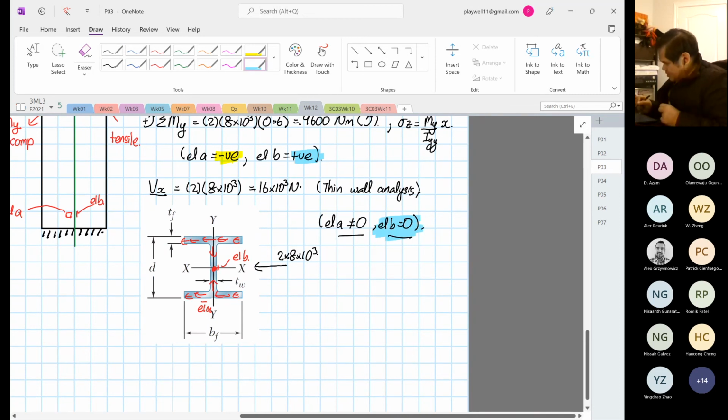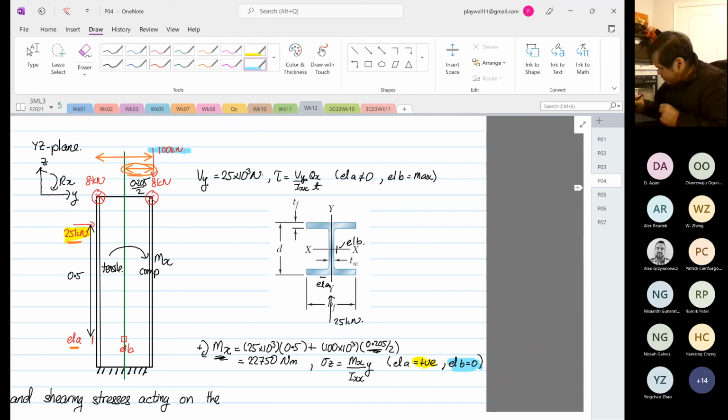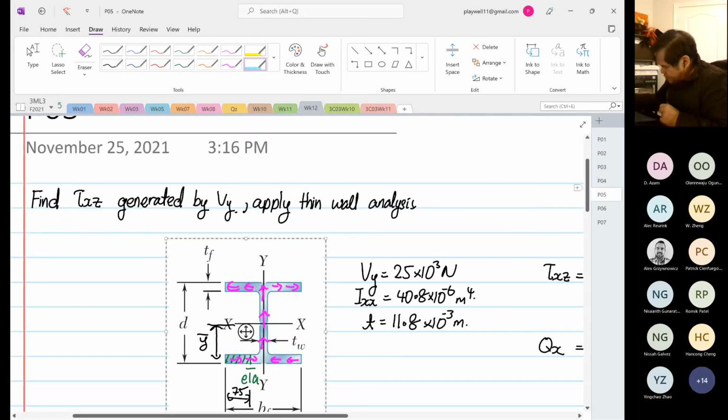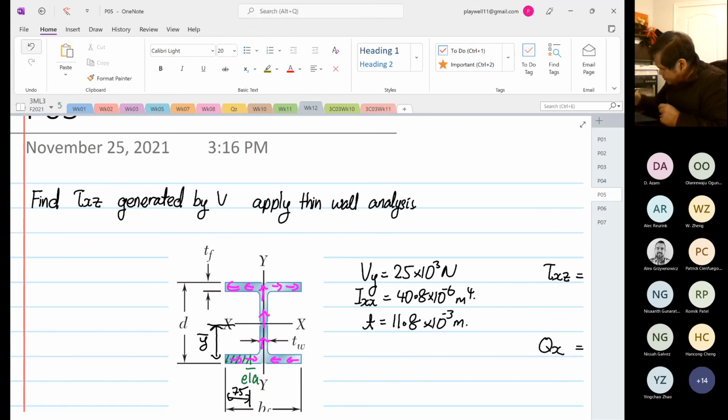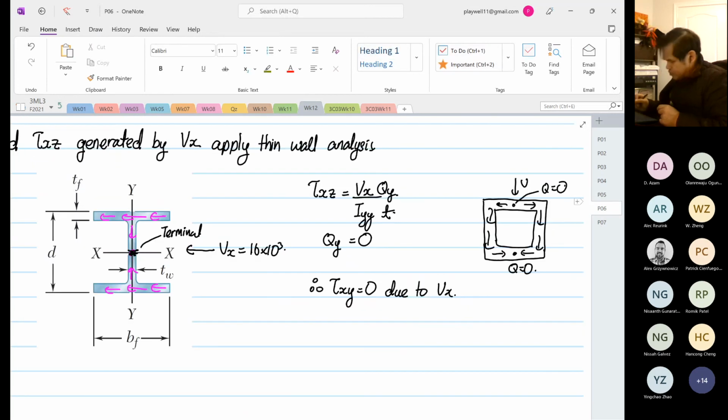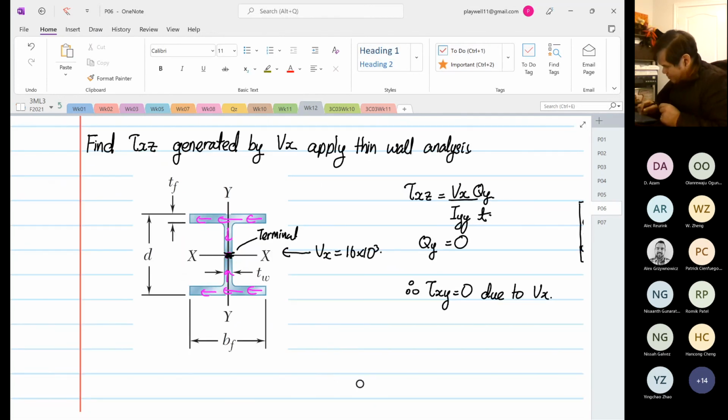Okay, so next we go for the shearing stress due to... I think I got my thing wrong. This is due to, no. Wait. Undo. Wrong page. Am I on the wrong page? Yeah, wrong page. They look the same.